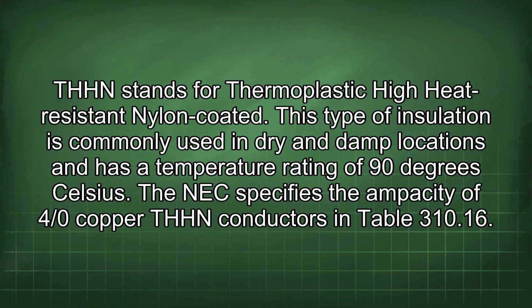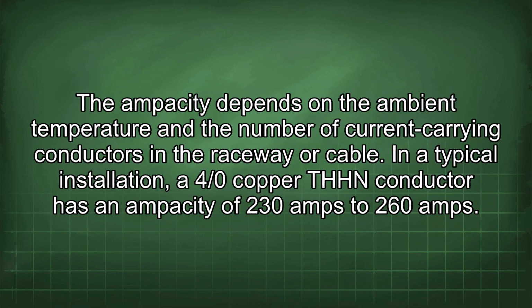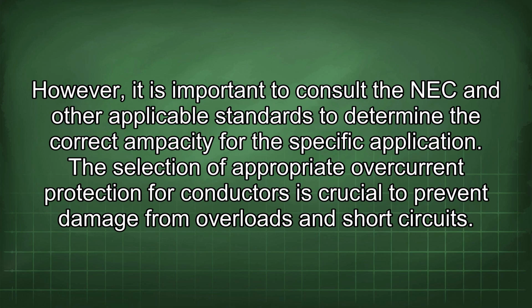This type of insulation is commonly used in dry and damp locations and has a temperature rating of 90 degrees Celsius. The NEC specifies the ampacity of 4/0 copper THHN conductors in Table 310.16. The ampacity depends on the ambient temperature and the number of current-carrying conductors in the raceway or cable. In a typical installation, a 4/0 copper THHN conductor has an ampacity of 230 amps to 260 amps. However, it is important to consult the NEC and other applicable standards to determine the correct ampacity for the specific application.